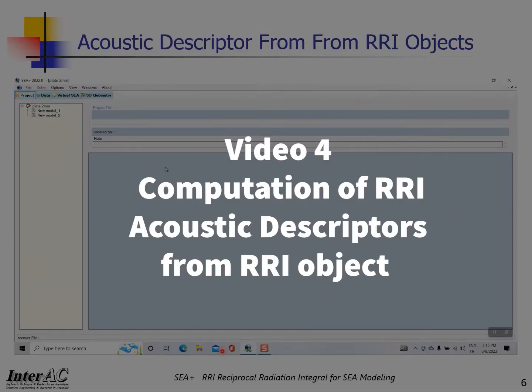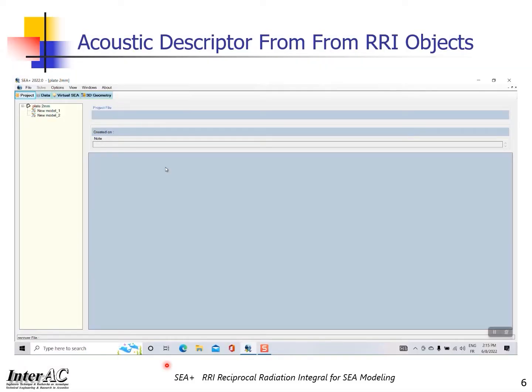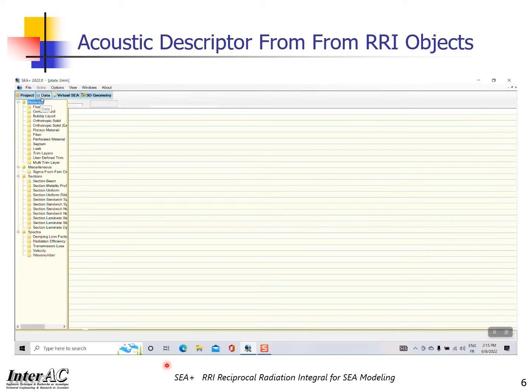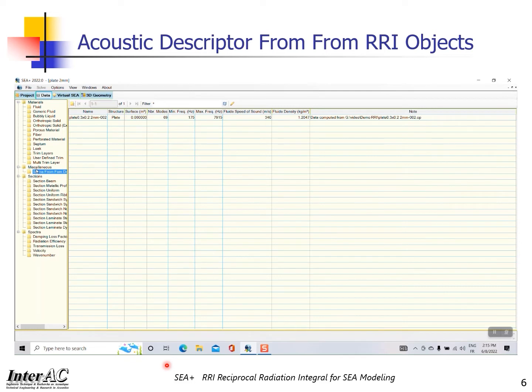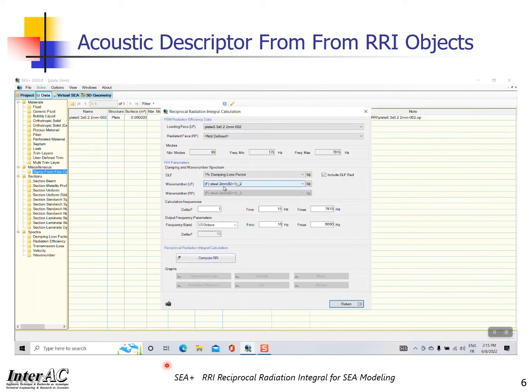Now we are looking at what we can get from RRI after having imported the EP2 as a RRI object in the database. This object is stored under miscellaneous, and now to use RRI calculation, we double-click on the object, and we have a certain number of acoustic descriptors you can directly create from the RRI object.